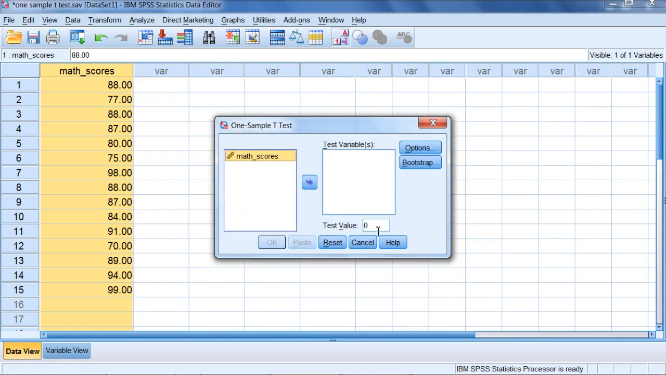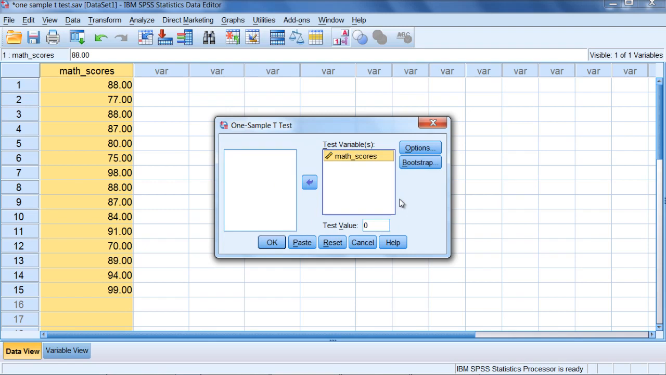When you do that, this dialog box opens, and what we want to do in SPSS, as always, is this: our variable or variables are on the left. In this case, we only have one, so it's on the left. We want to move it to the right, to the test variables box. So go ahead and move that there.